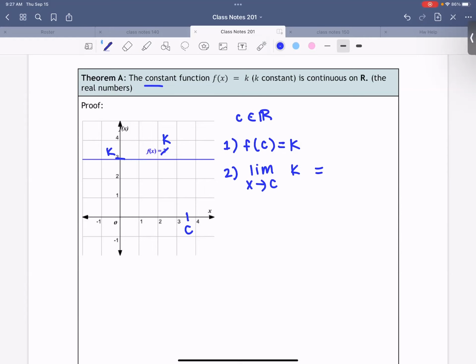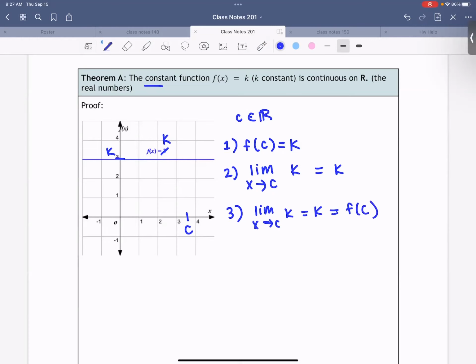Three or K in general, right? Okay, so if we go from the left, our function's approaching K. If we go from the right, our function's also approaching K. So this limit is also going to be K, okay? All right, well, third thing, we have to see if number 1 and number 2 match. Do they match? Yep. The limit as x approaches C of K is K, and that is f of C, which is also K, all right?